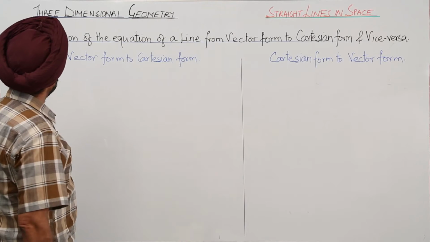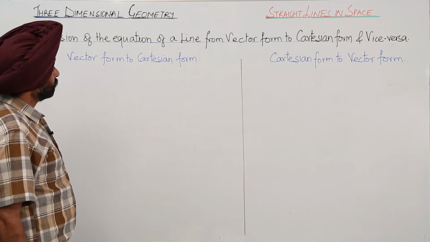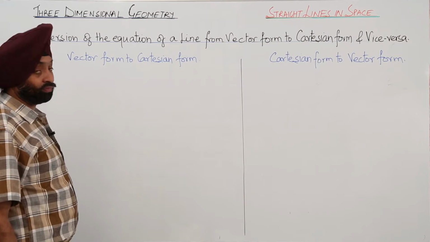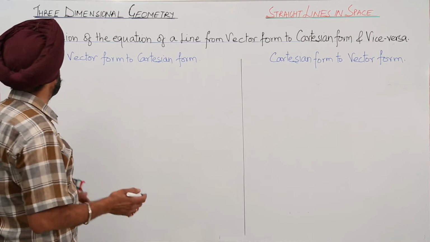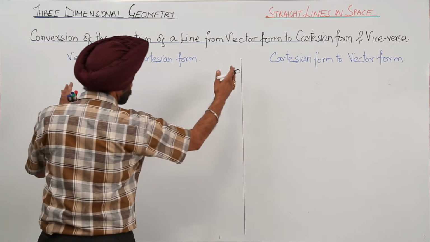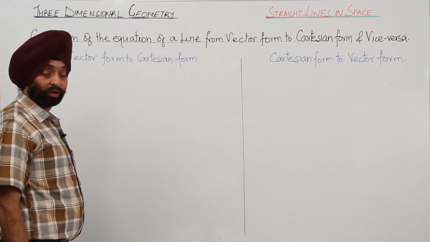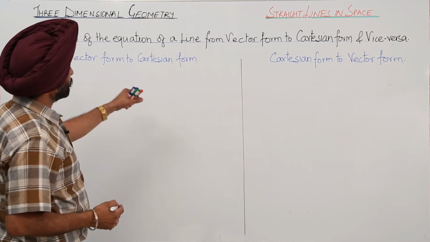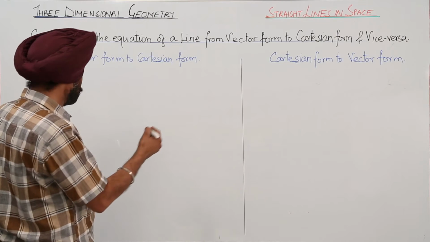Now, conversion of the equation of a line from vector form to Cartesian form and vice versa. So I have just made two partitions on the whiteboard. Now, vector form to Cartesian form and Cartesian form to vector form.